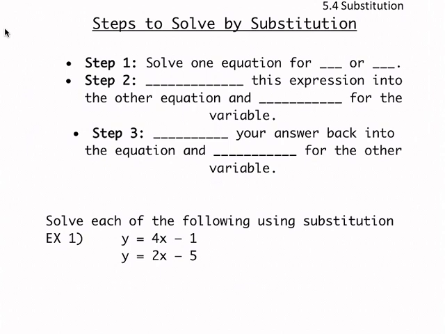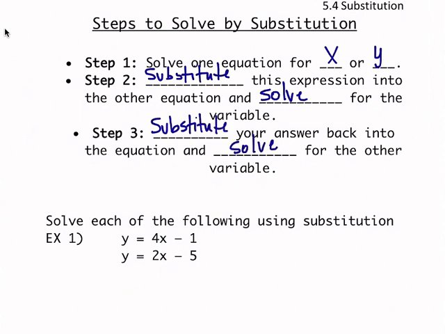All right, so this is how we solve by substitution. Step 1, solve one equation for either x or y. Once you have that done, substitute this expression into the other equation and solve for the variable. Once you have that variable solved, substitute your answer back into the equation and then solve for the other variable. Maybe these words will make a lot more sense once we actually do an example of it.